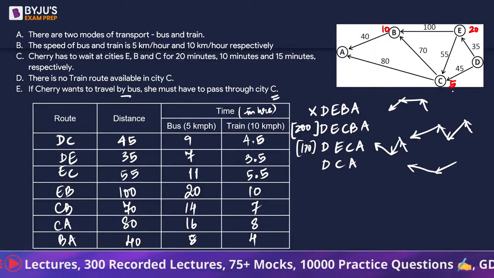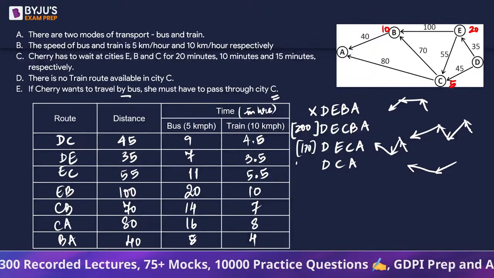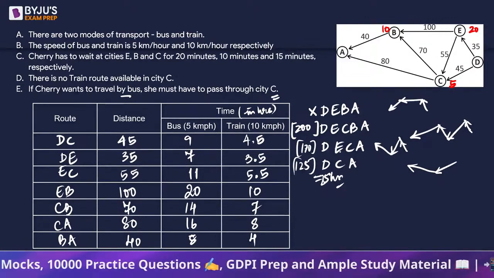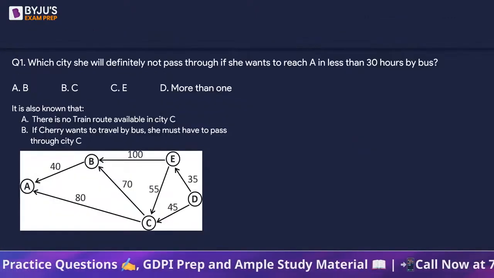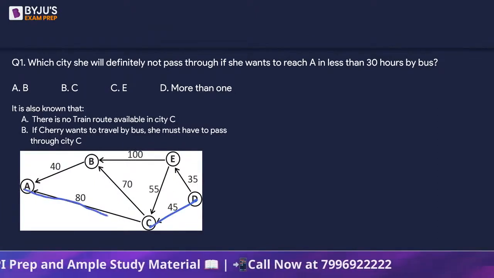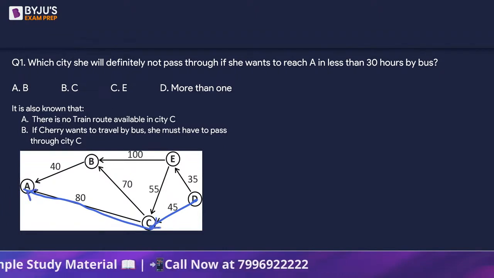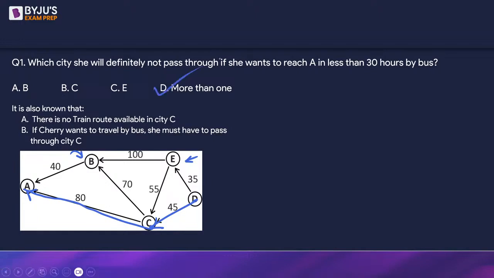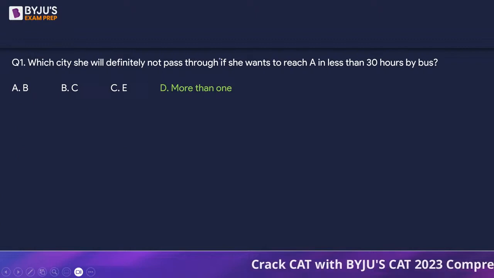And there is a 5 minutes waiting there. So it's approximately 25 hours. So that means the person is going to take this particular route, which is going to be DCA. And which city will she definitely not pass? Of course, E and B both. So that means more than one city exists where Cherry is not going to pass if she is going to travel by bus, right? So D is the answer.